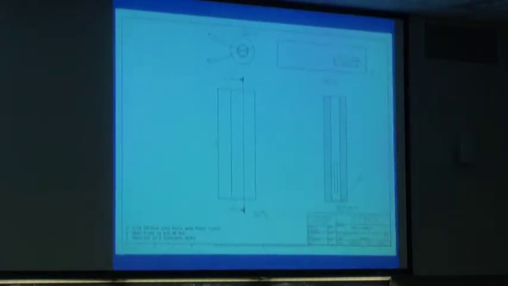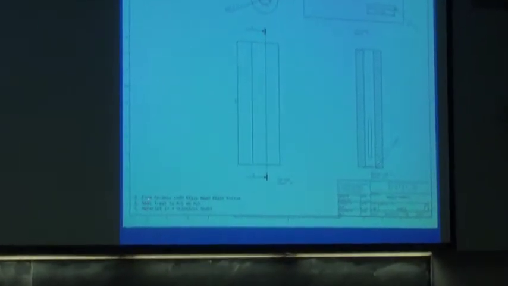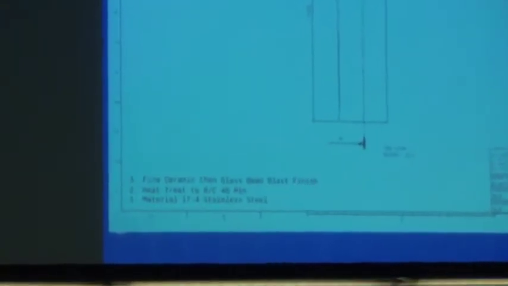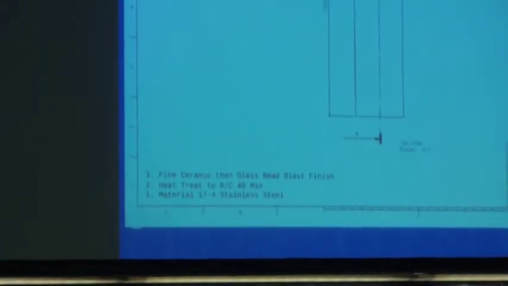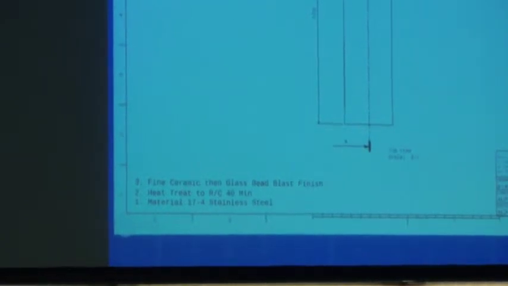The other thing to notice, back in the note block down here, this is where you can communicate things that are not geometric, okay? So here I say this material is a 17-4 stainless steel. So just looking at the geometry, you wouldn't know what this part should be made of. I can specify surface treatments. Like I say, heat treat this to a Rockwell 40 minimum. So this is a way to tell a chemical processing or a heat processing to this part. And then I say a fine ceramic, then glass bead blast finish. So this is just a type of surface finish. They pelt it with beads, and that gives you kind of a matte finish on the part.